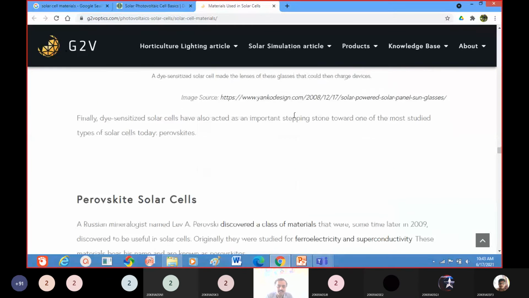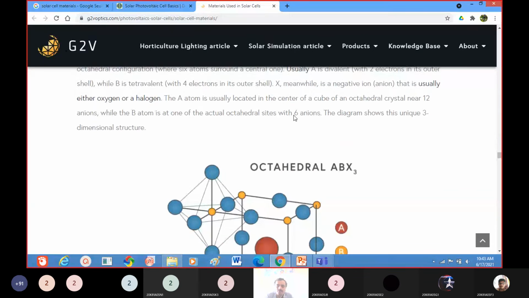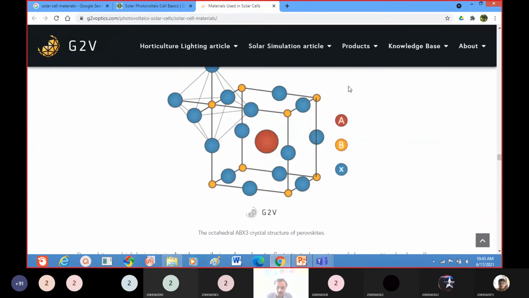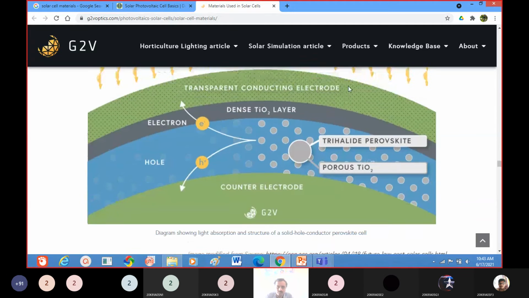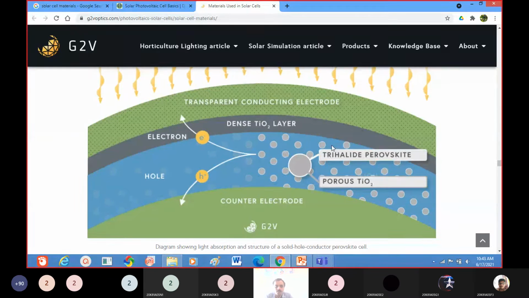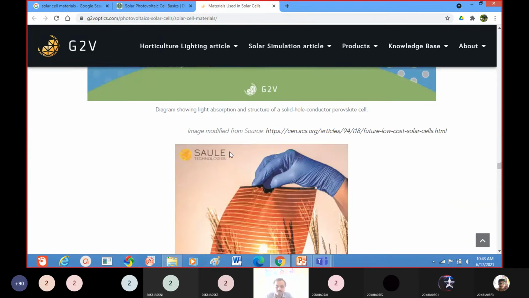And perovskite solar cells. If you take this, this is the perovskite solar cell. I told the structure: this is the ABX3 structure. ABX3 structure is the perovskite solar cell structure. Same process here: electrons will jump from here to here, and the same process will occur in that.